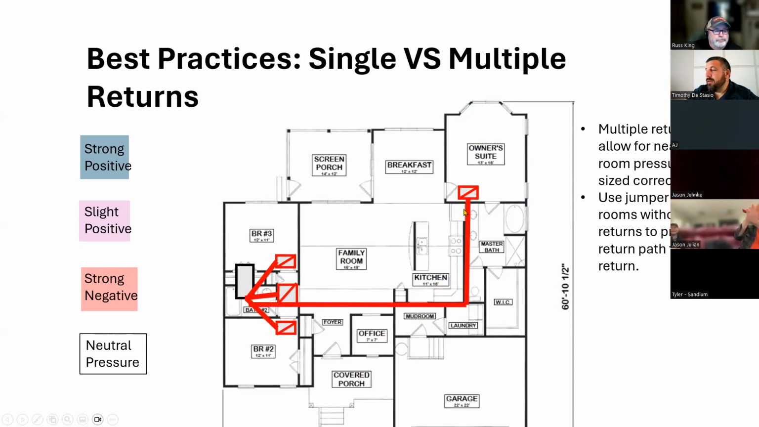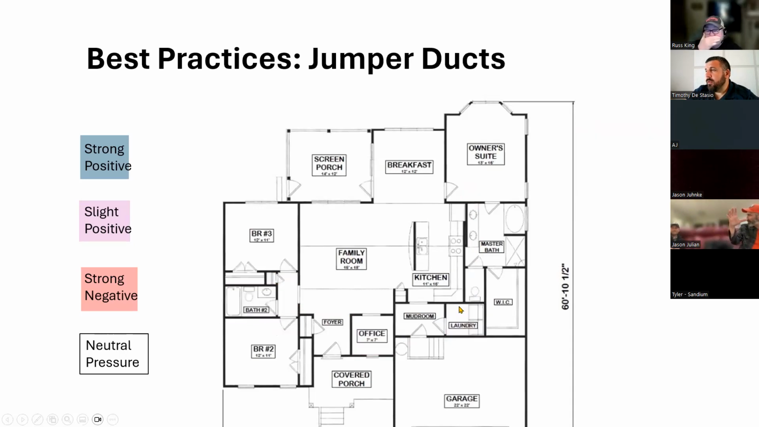The problem is that's a lot of duct work. It's a more expensive job. Probably this is duct length that's going to be factored into your friction rate and may require you to use larger ducts. That's not always a great idea either. The good thing is it does keep your house neutral.